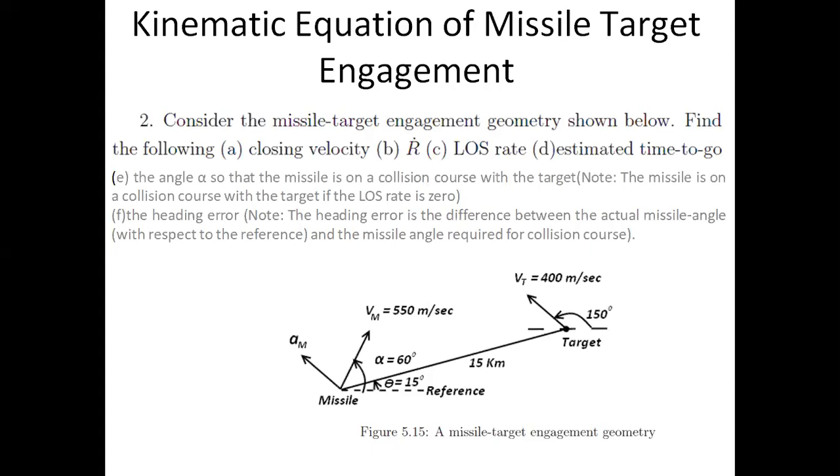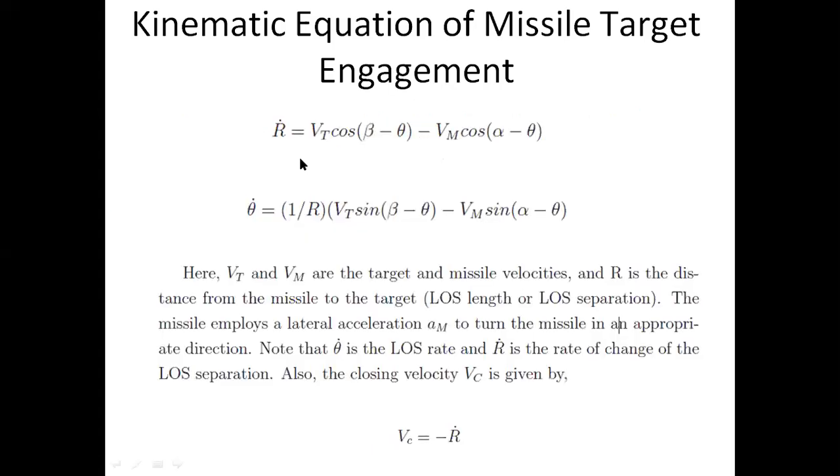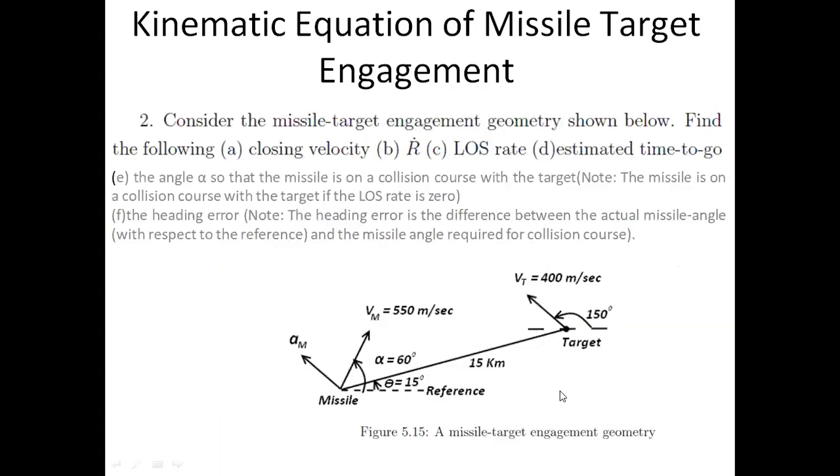Is it correct? Okay, the remaining people will be solving, right? The formula is given here. First, the R dot formula is Vt cos(beta minus theta) minus Vm cos(alpha minus theta). Simply put in the values and you'll get R dot, and closing velocity is minus of R dot. So here R dot will be minus 90 and Vc will be 90 meters per second approximately, if everybody is getting the same answer.